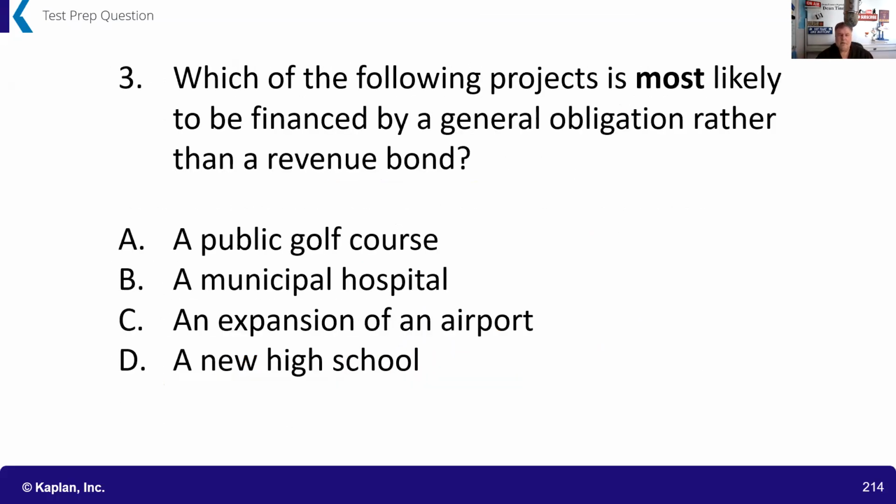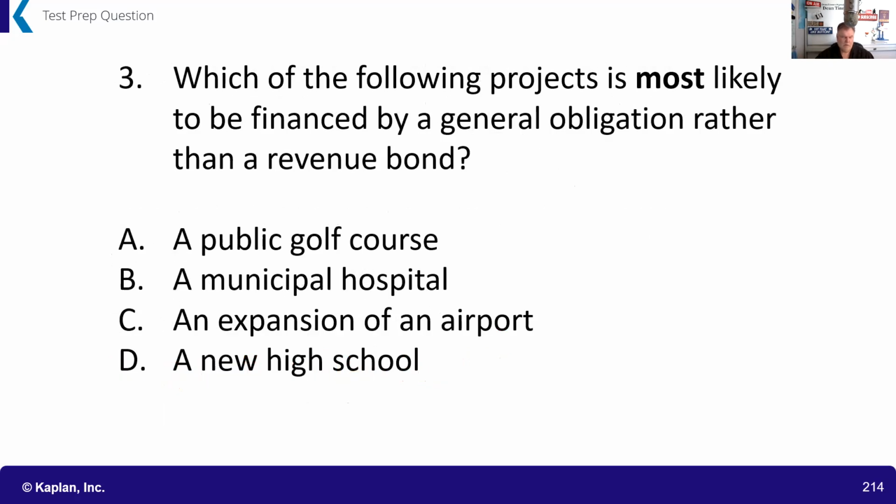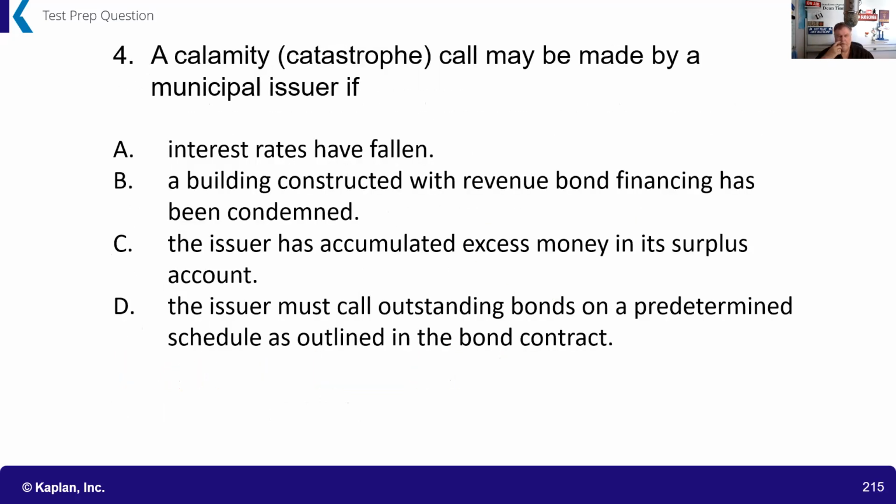Which of the following projects is most likely financed by general obligation rather than a revenue bond? I highly recommend that you take a sheet of paper, fold it in half, and on one side write all the terms associated with GO bonds, and on the other side, all the terms associated with revenue bonds, because a big part of the exam is distinguishing between GOs and revenues. So rather than a revenue bond, we're looking for something that isn't financed with a user fee. We can finance a public golf course with a user fee. We can finance a municipal hospital with a user fee. We can finance an airport with a user fee. A new high school? No, a new high school would be financed through the issuance of GO bonds, property taxes, ad valorem taxes.